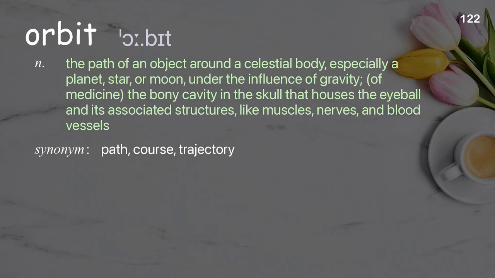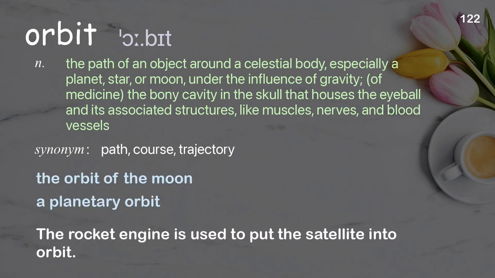Orbit. The path of an object around a celestial body, especially a planet, star, or moon, under the influence of gravity; in medicine, the bony cavity in the skull that houses the eyeball and its associated structures, like muscles, nerves, and blood vessels. Examples. The orbit of the moon. A planetary orbit. The rocket engine is used to put the satellite into orbit.